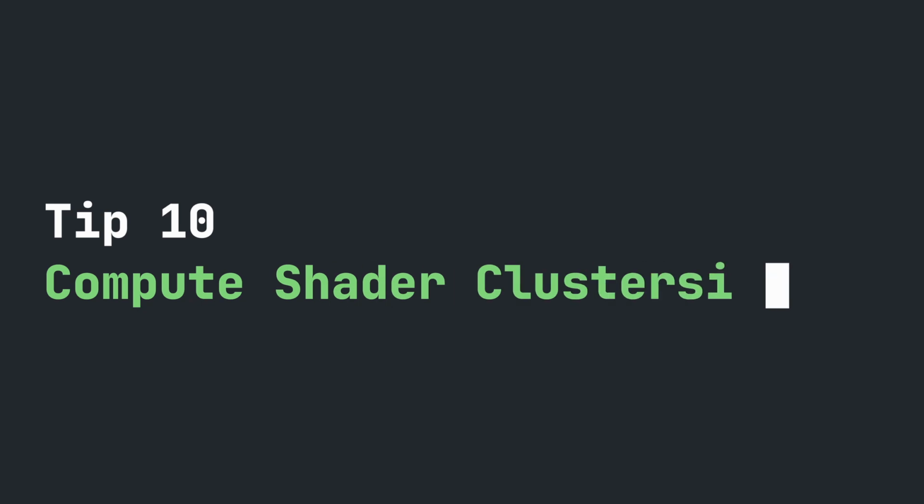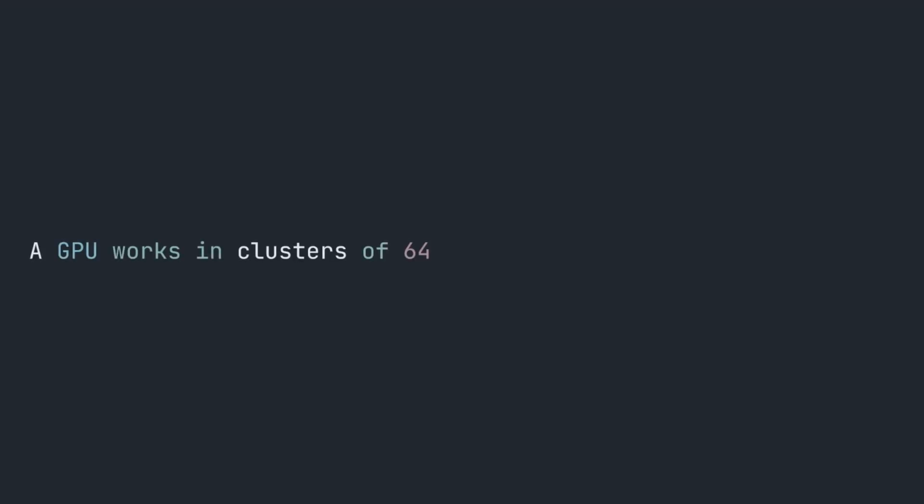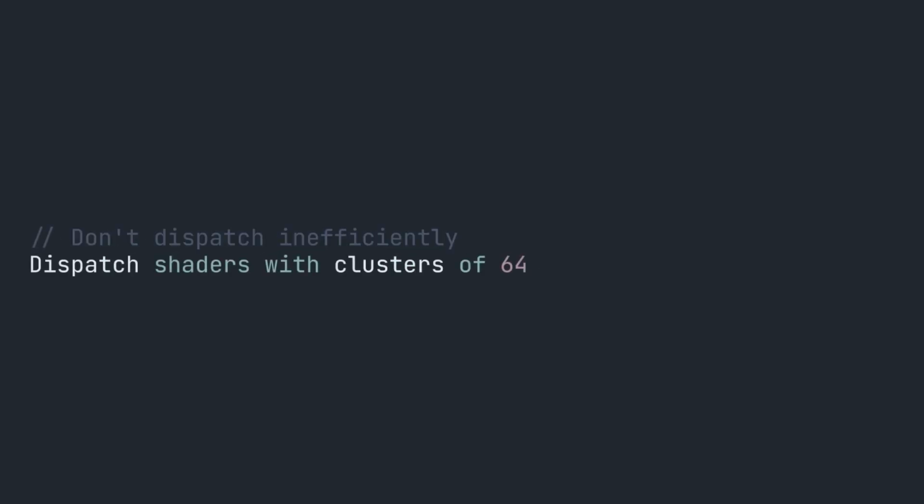Tip 10. Compute shader cluster size. Knowing what cluster size to run on your compute shader is hard. But remember that your GPU works in clusters of 64, so dispatching inefficiently wastes computational power. Therefore, dispatch your shaders with values that are multiple of 64 to make the most out of your compute shader. Usually those are the guidelines, and you can experiment from there.